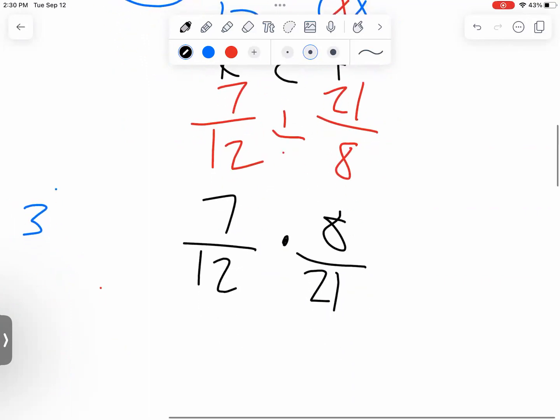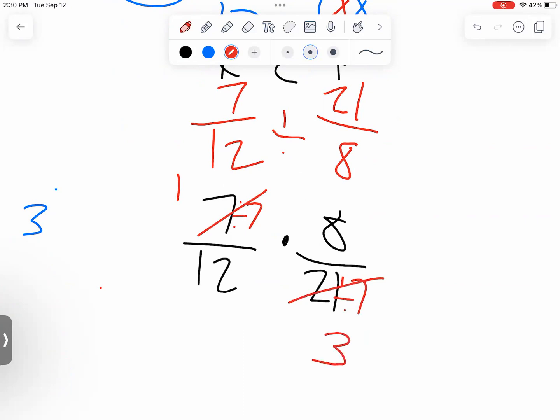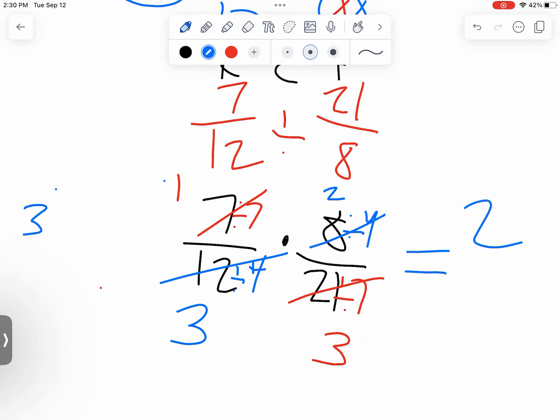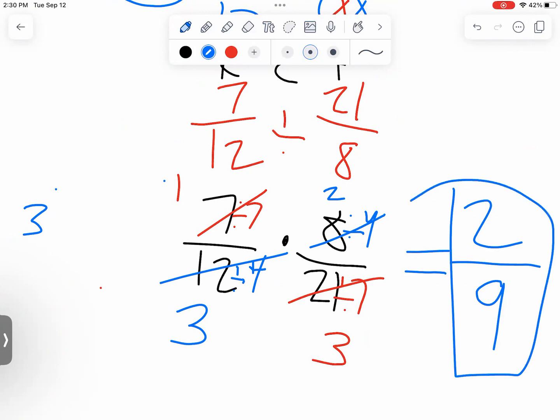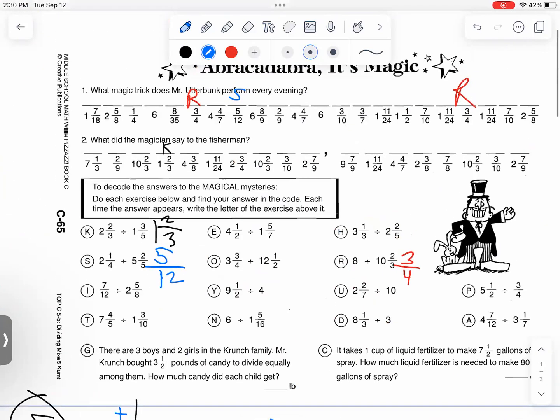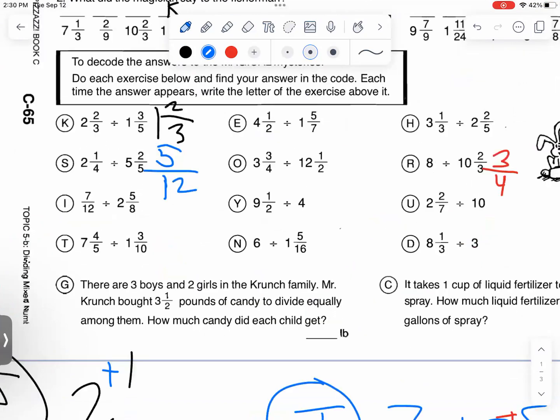8/21. All right, now we got some simplifying to do here. 7 divided by 7 is 1. 21 divided by 7 is 3. Then going the other direction, 8 divided by 4 is 2. And 12 divided by 4, the same thing I'm dividing by, is 3. Now you multiply across. 1 times 2 is 2. And 3 times 3 is 9. We have 2/9 for I.